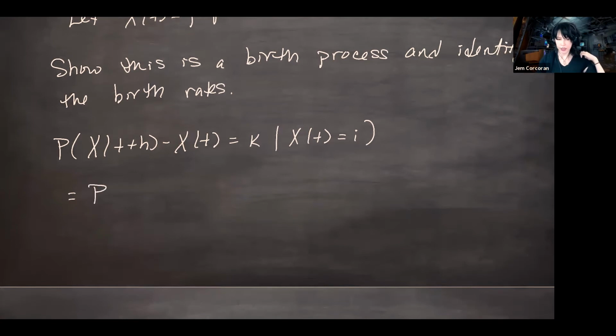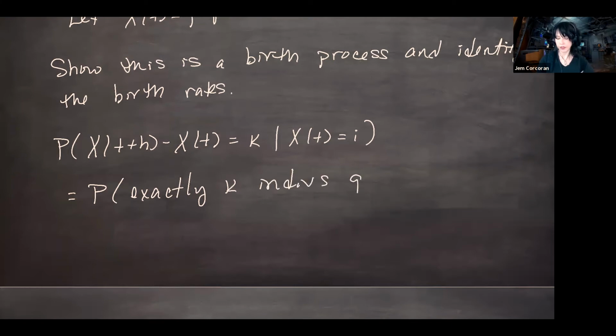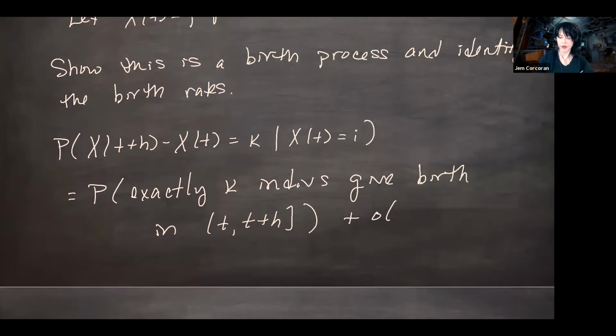This is the probability exactly K individuals give birth in the time interval t to t plus h, plus little o of h. So this is here to wrap up the other possibilities that one individual gave birth and then gave birth again really quickly, or there was a multi-generational thing. And so that's part of our assumption in setting up this process, that that stuff is negligible.